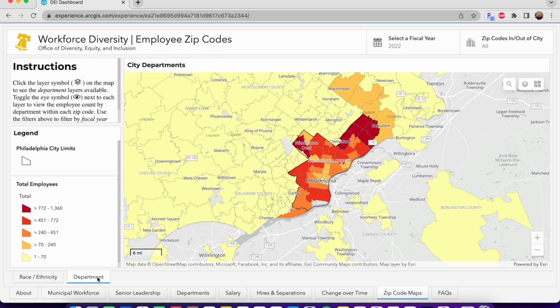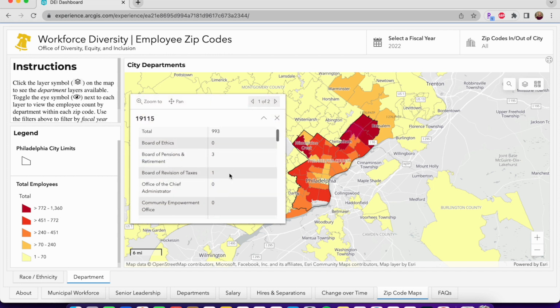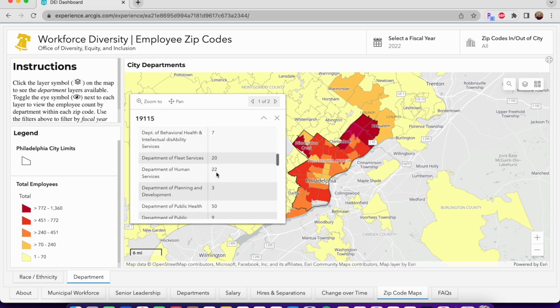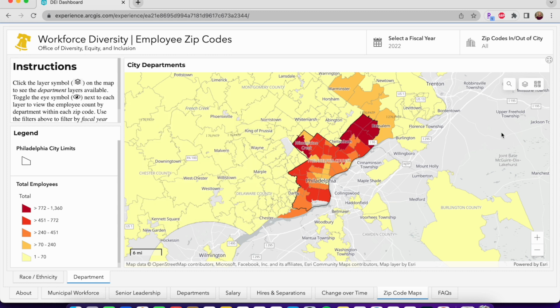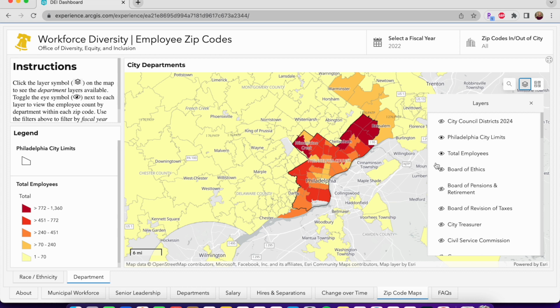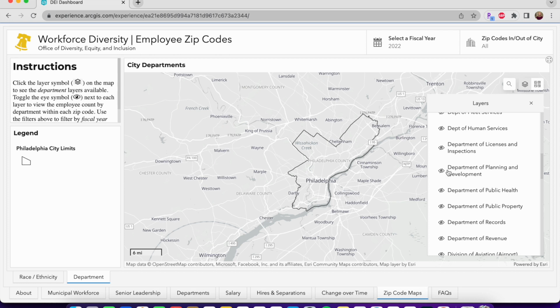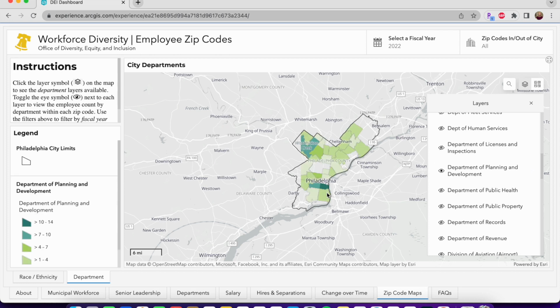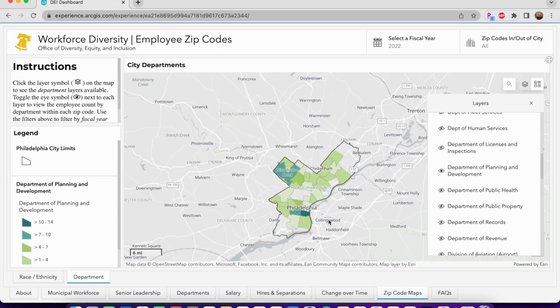We have a similar map that breaks the data down by departments. So again, if we want to click on this, this is just showing all employees for fiscal year 2022, and you can scroll to see it broken down for which departments those employees work for within the city. And then again, if you want to select this layer icon, we can close total employees and pick a different department. So if we want to look at the Department of Planning and Development, we can see that it looks like all of their employees within fiscal year 2022 lived within the city. There are instructions here on the side if you need help using either of these maps.